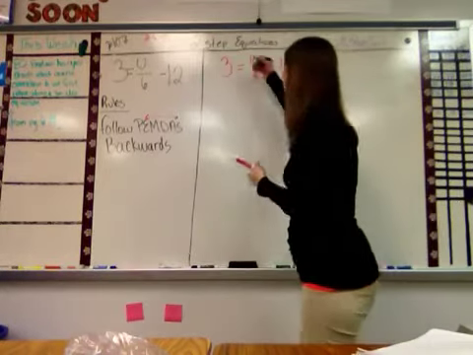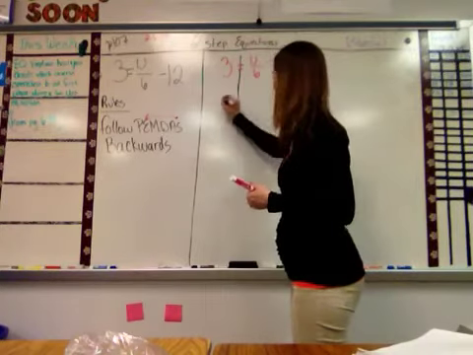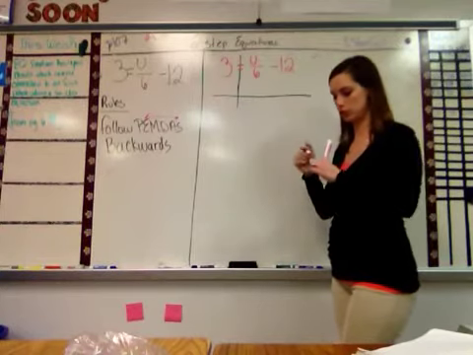To keep myself organized, I'm going to draw my little bars. Okay, go straight through the equal sign and leave yourself some room to work the problem, and then leave room for the solution.